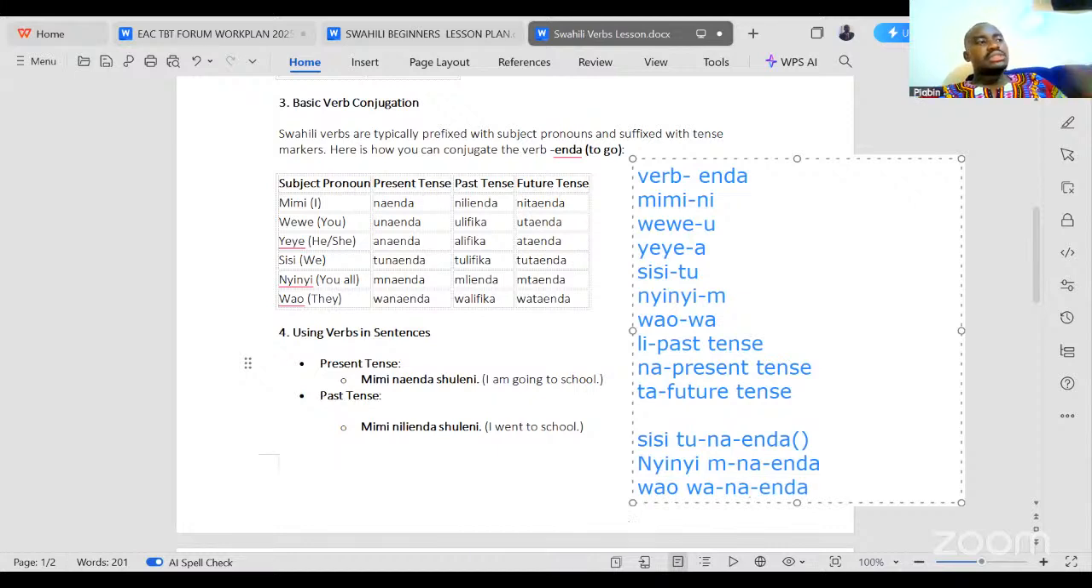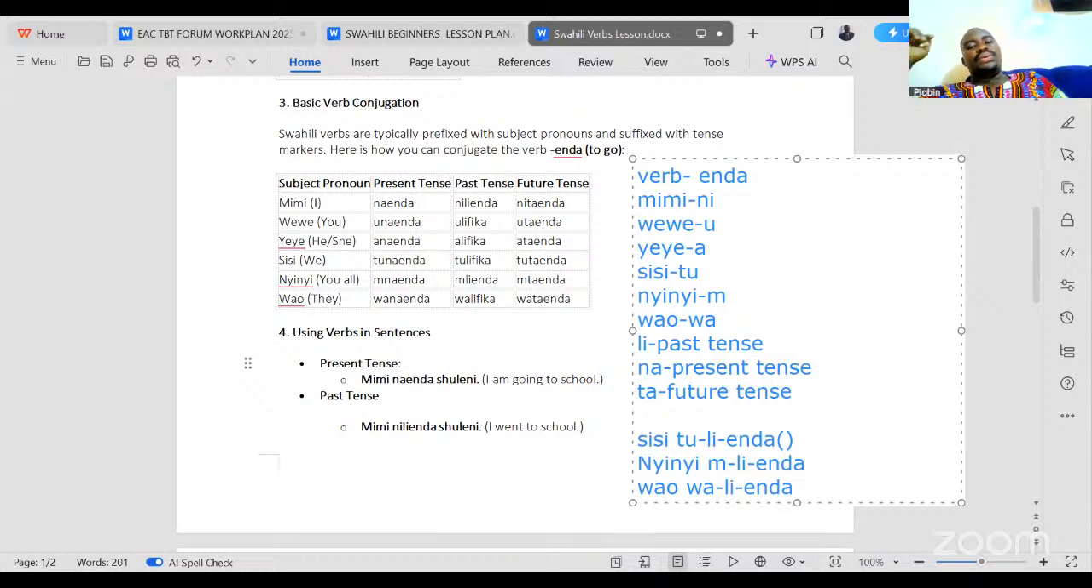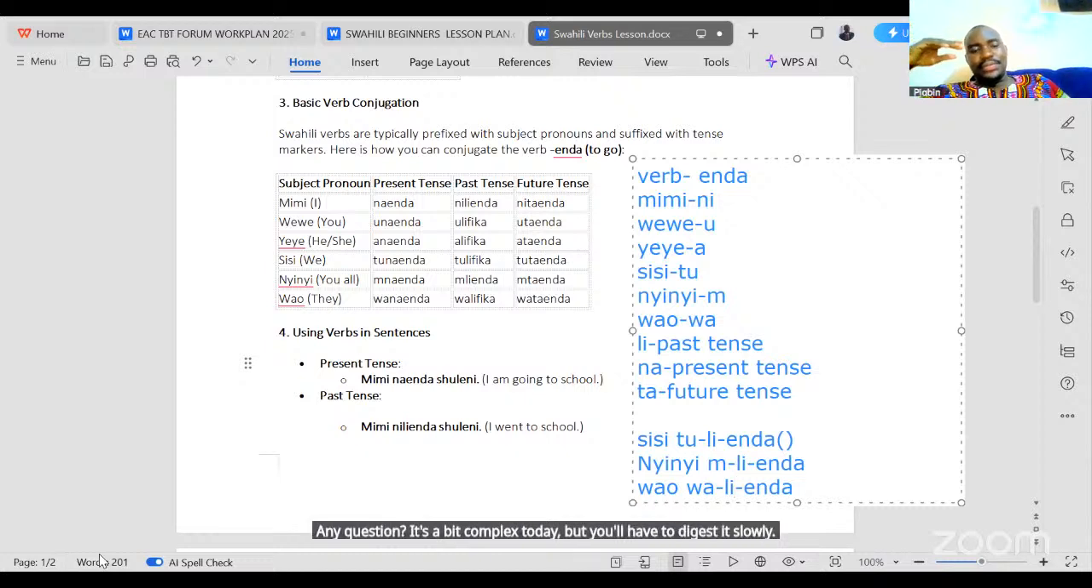So sisi tunaenda, nyinyi mnaenda, wao wanaenda. If it is in the past tense, it will be sisi tulienda, with the li, nyinyi mlienda, and wao walienda. Any question? It's a bit complex today, but we'll have to digest it slowly. Any question?